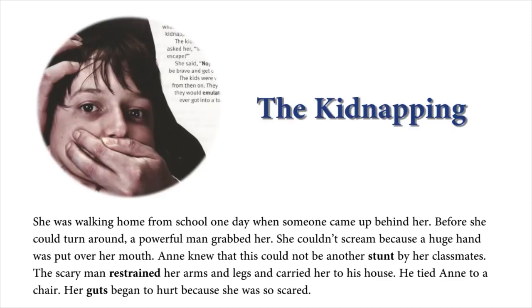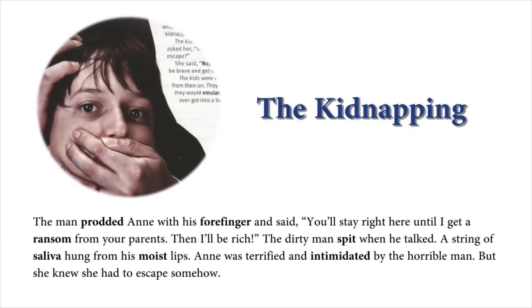The scary man restrained her arms and legs and carried her to his house. He tied Anne to a chair. Her guts began to hurt because she was so scared. The man prodded Anne with his forefinger and said, "You'll stay right here until I get a ransom from your parents. Then I'll be rich."